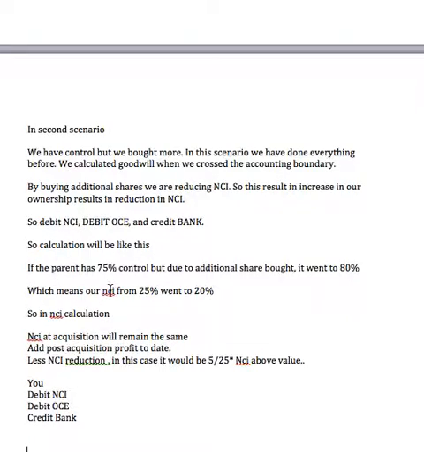If the parent has 75% control, but due to additional shares bought it went to 80%, which means our NCI went from 25% to 20%. So in the NCI calculation, NCI at acquisition will remain the same. Add post-acquisition profits to date and less the reduction. In this case, it would be 5 over 25 multiplied by NCI, the combined value of both of these. And you will debit NCI, debit OCE, and credit the bank.